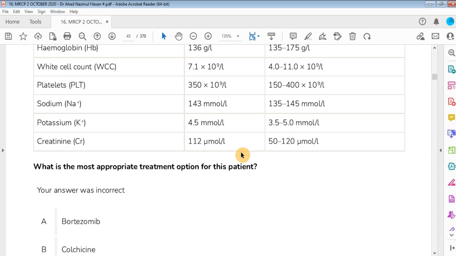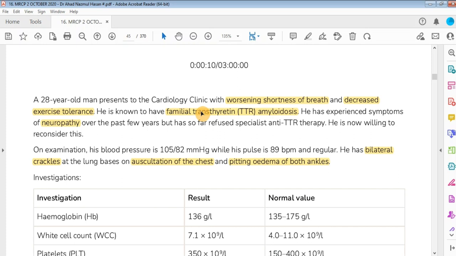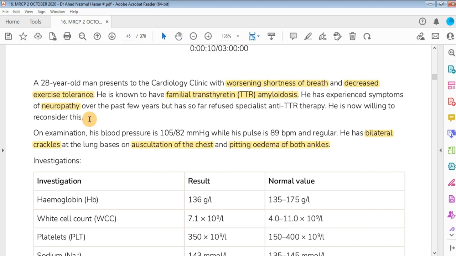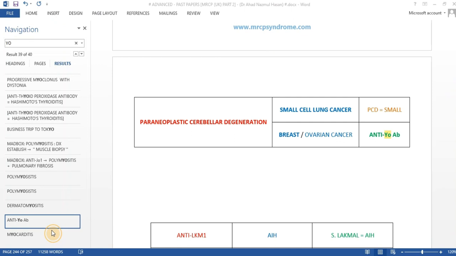So what may be the diagnosis here? Dilated cardiomyopathy. So this is a case of transthyretin amyloidosis induced cardiomyopathy. So what should be the choice of treatment? This patient also has the features of neuropathy as well. So neuropathy plus cardiac failure with underlying transthyretin amyloidosis. So what should be the most appropriate option here? We should go with the tafamidis.